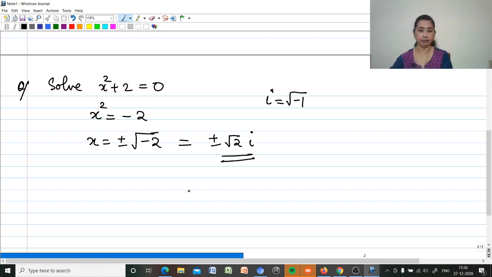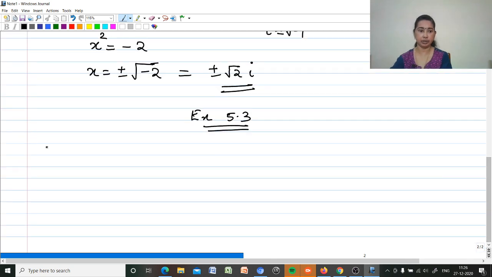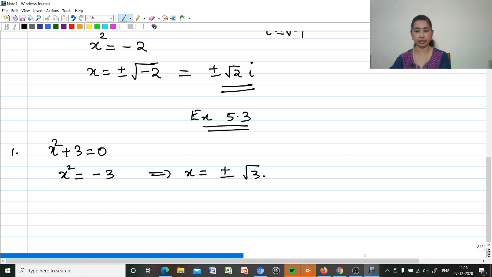Then we'll move on to the exercise questions. Exercise 5.3. In that, we'll discuss the important questions. First one, x square plus 3 equal to 0. It's in a similar way. We can write this as x square is equal to minus 3, or x is equal to plus or minus root 3 i.